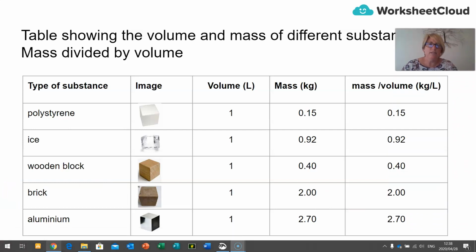So if we have a look at this table here, in the last column that I've added in, I have taken mass and divided it by volume. Obviously in this case our volume is 1 because we had a cube that was 10 centimeters by 10 centimeters by 10 centimeters, or the volume of each of our cubes was 1 liter. So if we take our mass and divide it by our volume, this is the result that we get in kilograms per liter.